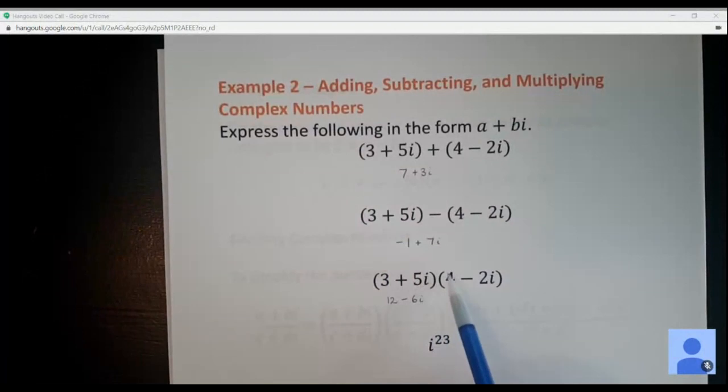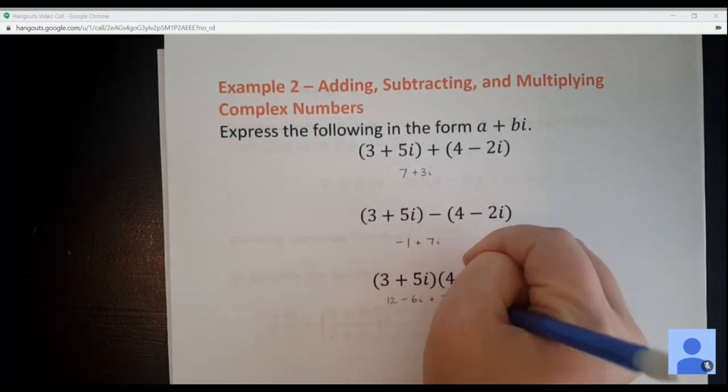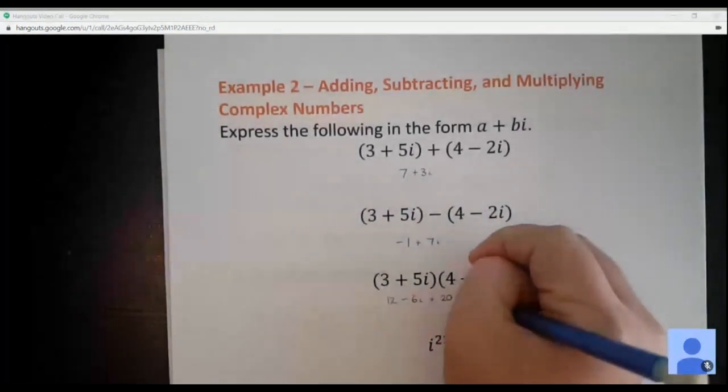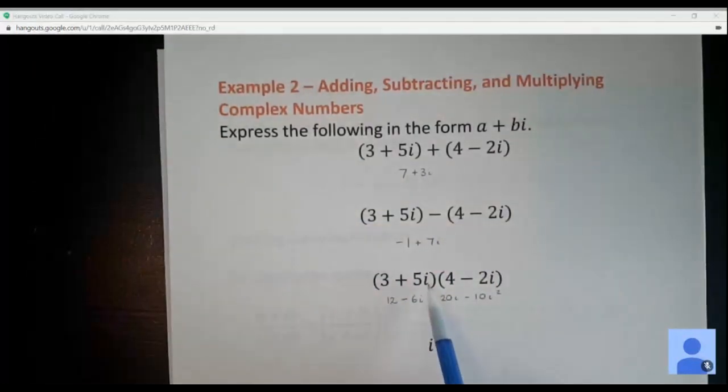Inner terms here, 5i times 4 would be what? Good. Positive 20i. And then finally, we're going to do our last terms, 5i times negative 2i, which would be what? Almost. There we go. Negative 10i squared, right? So negative 10i squared, because we're multiplying, in this case, an i times an i. That's why we end up with an i squared down there this time.